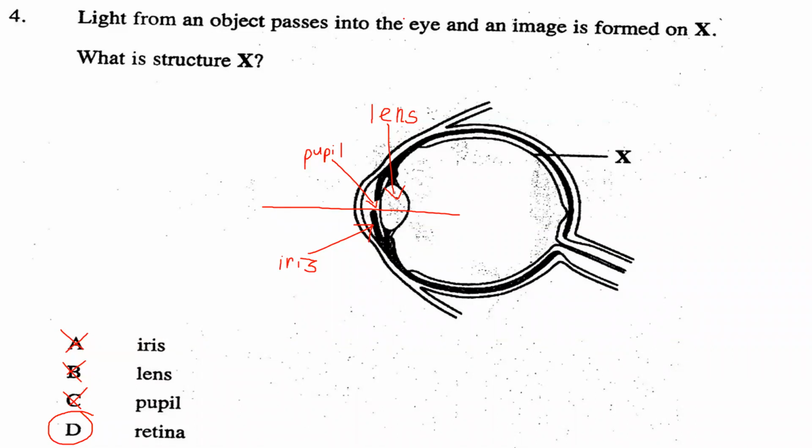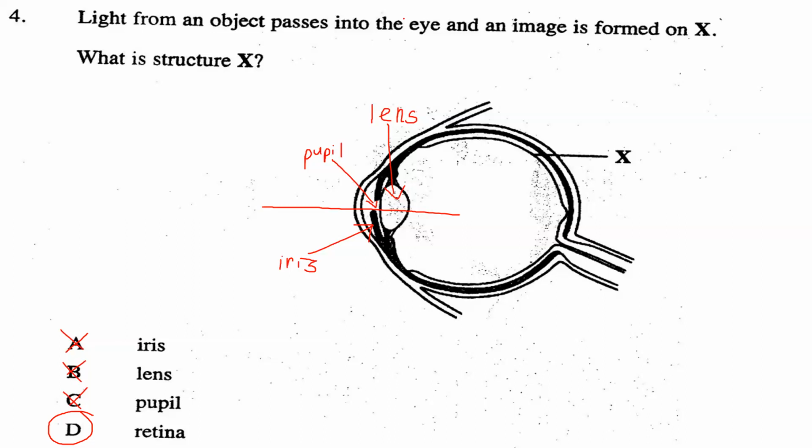Kamaya, what is structure X? The retina. Very good. Kenyan. Where's Kenyan? Rachel. Okay.